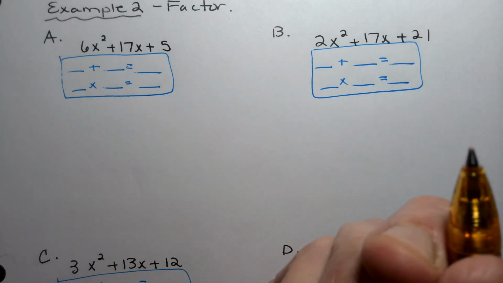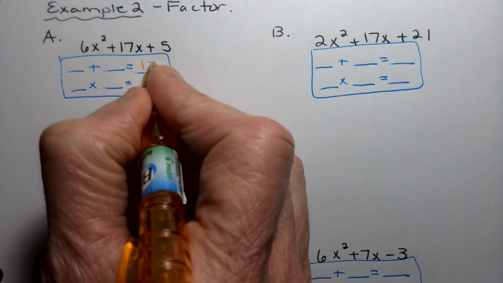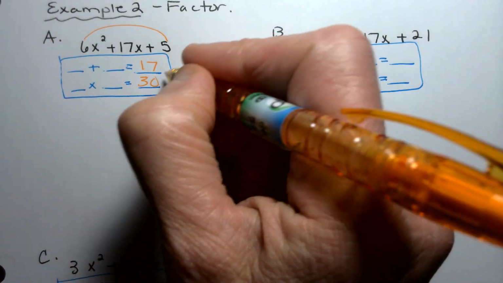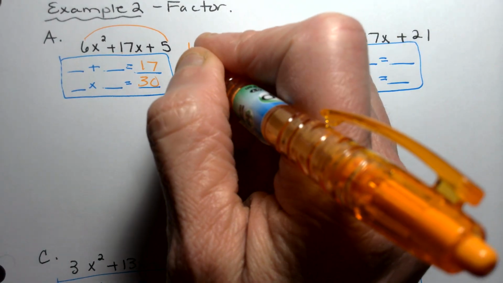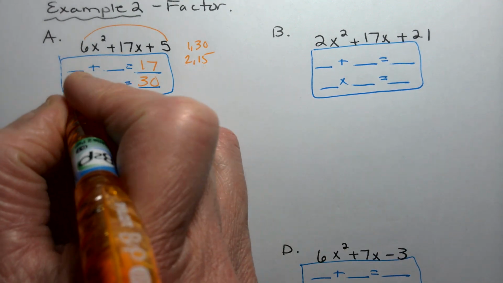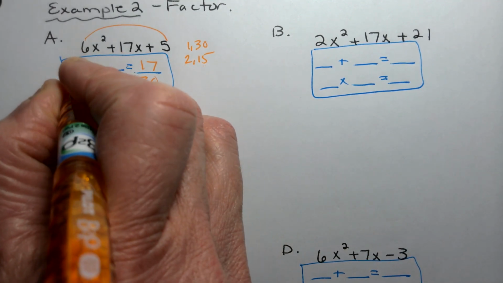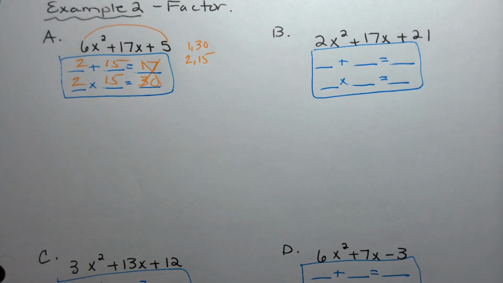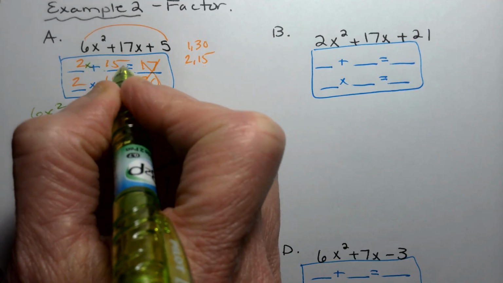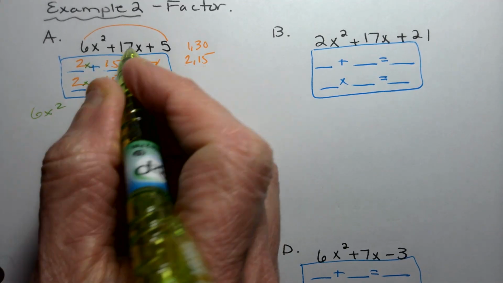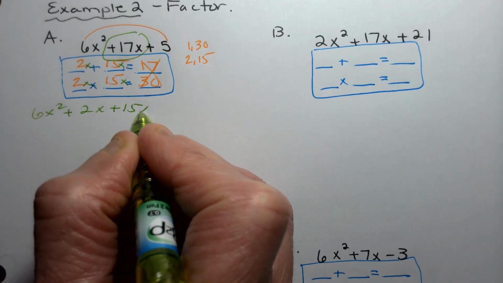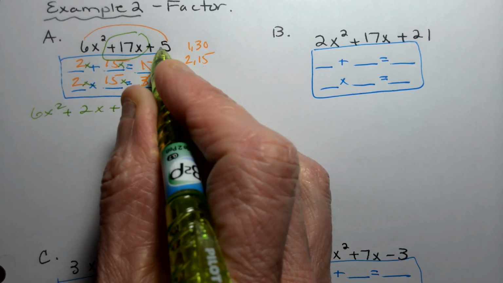Okay? All right. So 17 goes in here and 30 goes in here. So think of factors of 30. 1 and 30, 2 and 15. Oh, there it is. 2 plus 15 is 17. So 2 and 15, put those in there. Cross this off. Now I'm going to rewrite the equation 6x squared, but I'm going to replace the 17x with 2x plus 15x plus the last term.